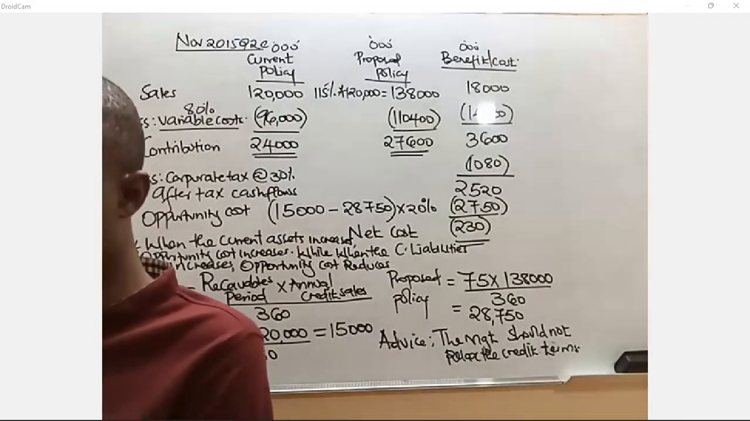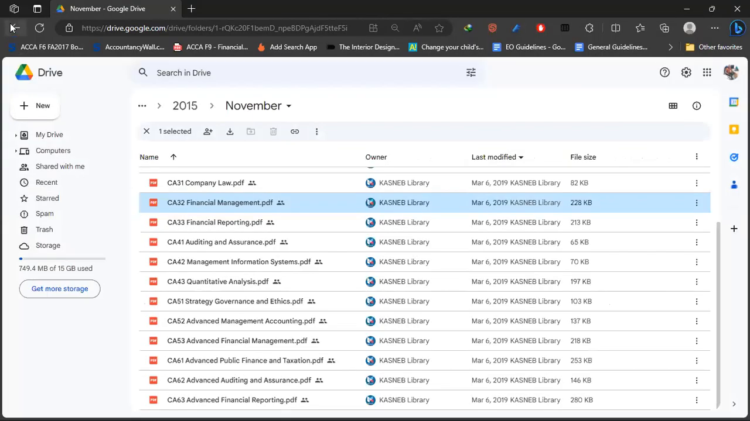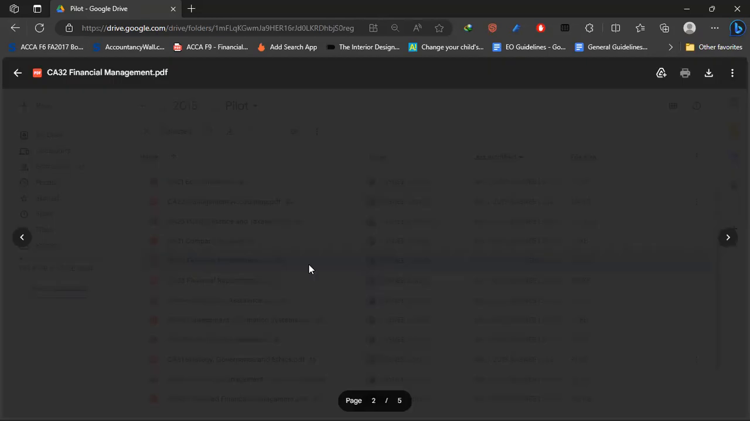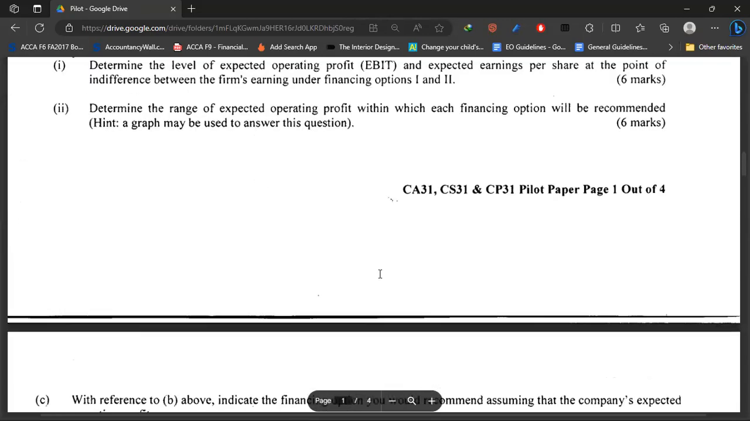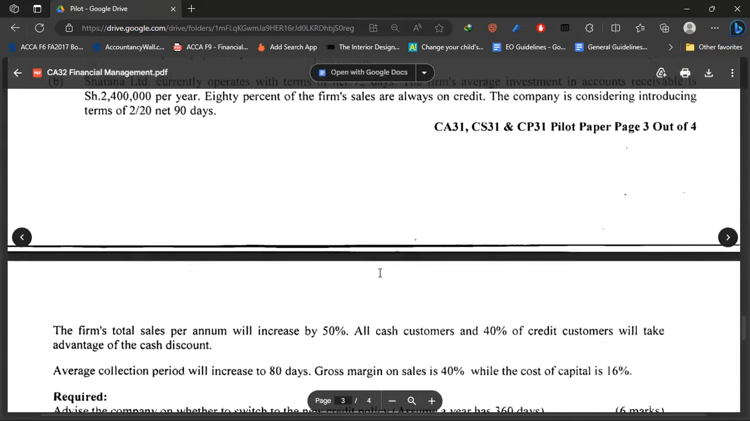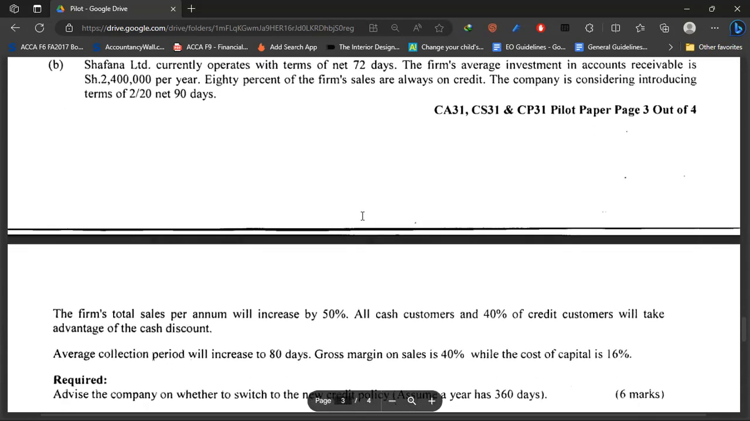If we don't have any question, is it possible for me to do the September 2015 question 4B? Let me look at September 2015. We have question 4B. Who is reading for us now? Shafana Limited. Okay. Taylor, you can read for us.